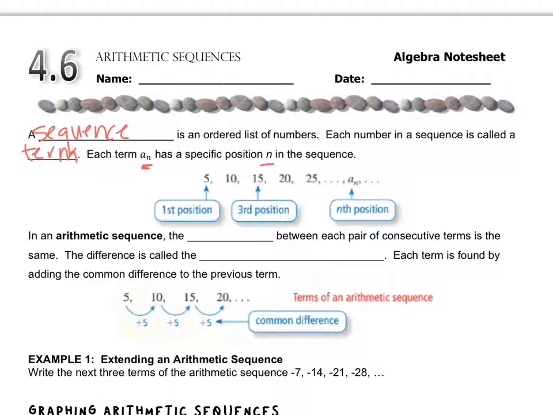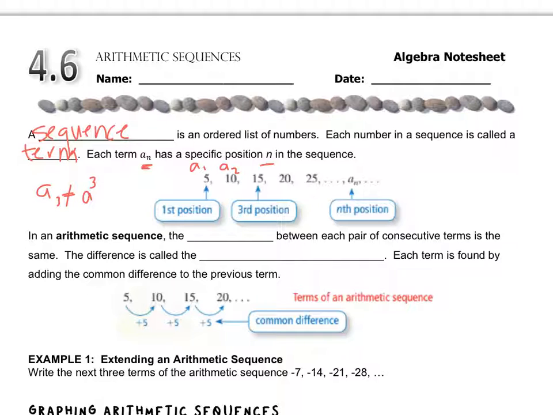So, for example, first position, instead of saying 5 is in the first position on the list, we would say 5 is a sub 1, first position. 10 would be a sub 2. And I say sub in order to identify that it's underneath the number instead of above the number. Like this is a sub 3, but this is a to the third power. So you see they are not the same. And so that's how you would identify which position on the list each number is in.